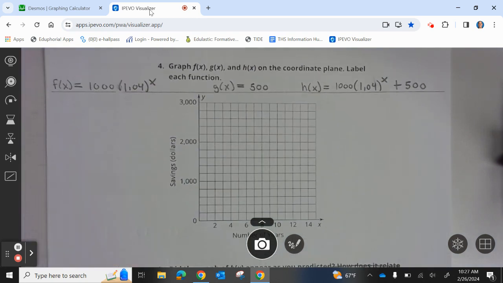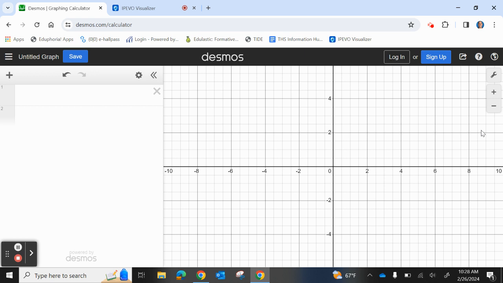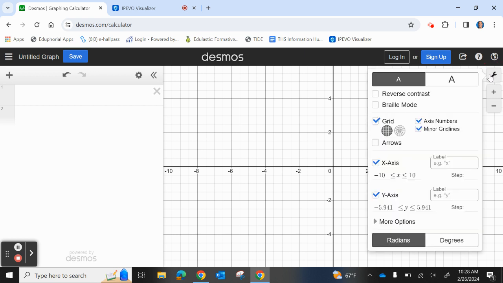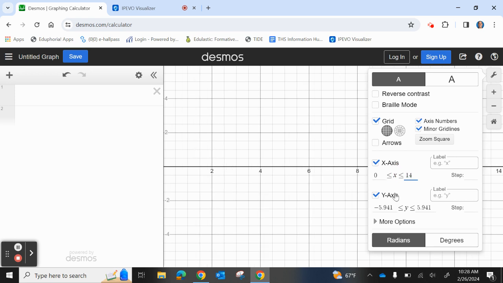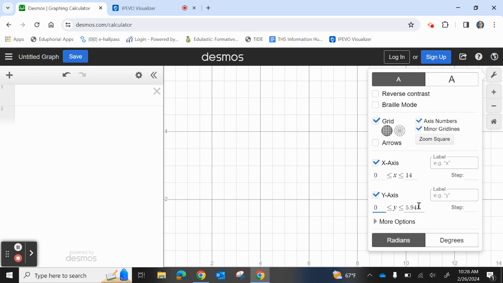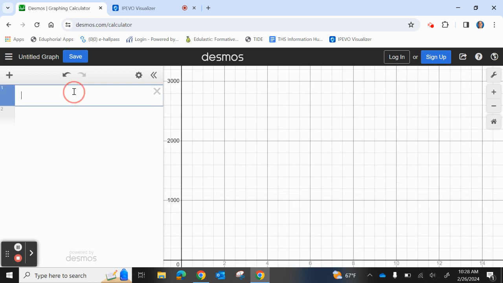All right, let's go ahead and graph f of x, g of x, and h of x. So we're going to go to Desmos. Let's remove these. I want to press the home screen, and I want to adjust the window to match what's on the paper. So we're going to go from 0 to 14 and 0 to 3,000. Okay, now we have that. We can graph.